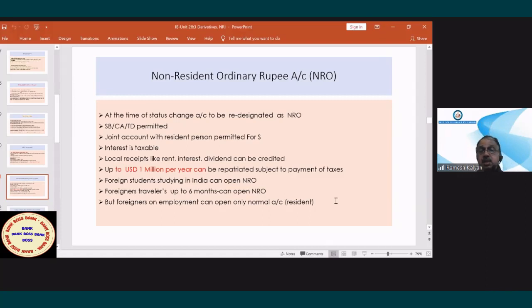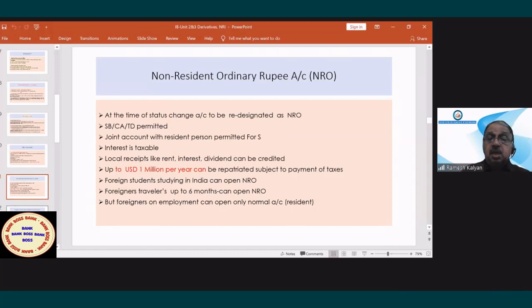Suppose another question they can ask: Mr. Charlie Frankton is approaching your bank. He is saying he has been appointed in the US Consulate in Delhi for a period of 5 years. What is the account that will be opened? You will open a normal account for Charlie. So these are the types of questions they can ask in this exam.